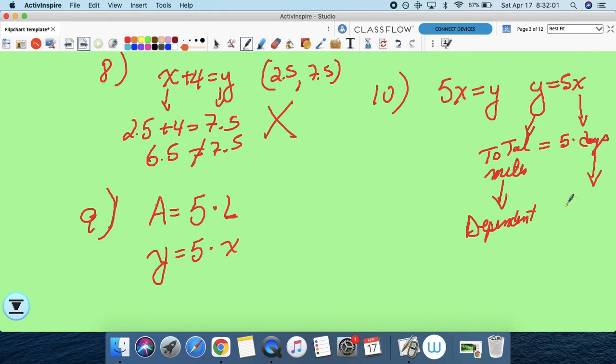This is always your independent, right? Because that's the x. Okay.